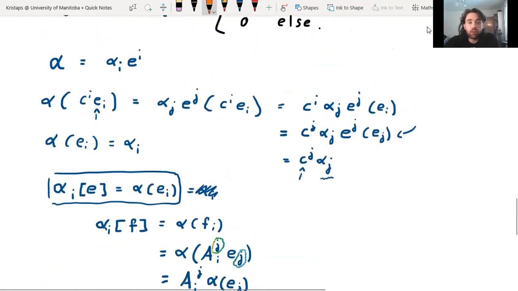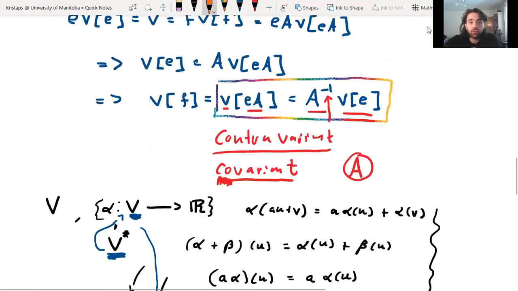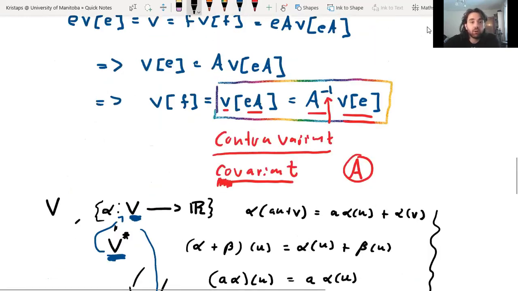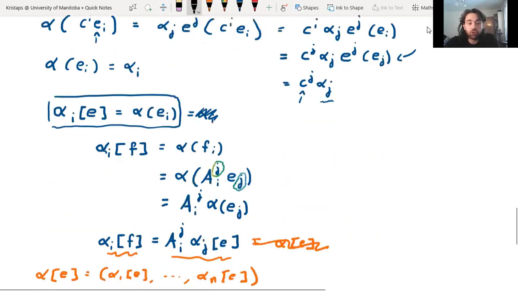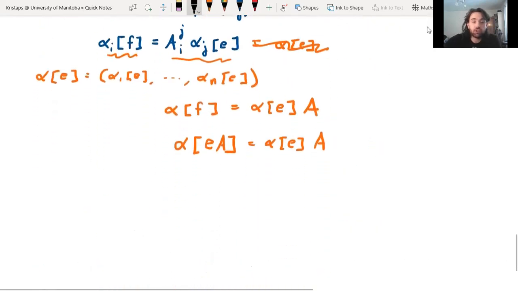So let's go up and compare. If you remember back up here, we found that a regular old vector satisfies the contravariant transformation law, where we multiply by A on the left. Well, in fact, we multiply by A inverse on the left, hence contravariant. Meanwhile, for functionals, if we wanted to perform the change of basis, A actually shows up here on the right side of the equation, and it's no longer A inverse, it really just is A. So it transforms with the change of basis matrix, which is why we call it covariant.